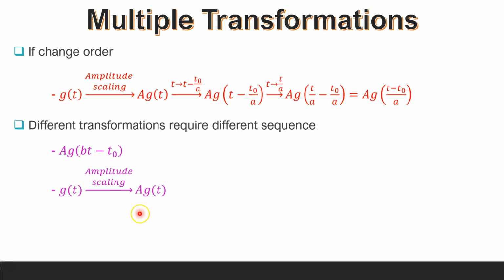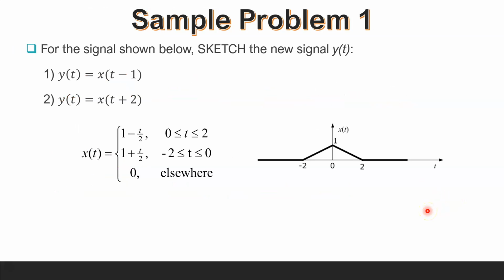First I do amplitude scaling. So g of t becomes a g of t. Next I will do time shifting, so this t here will change to t minus t naught. Next I perform time scaling, so the t here will become b t. So I get this equation, which is equal to the equation here, which is the transformation that we want to perform.